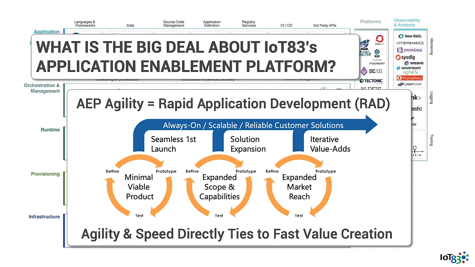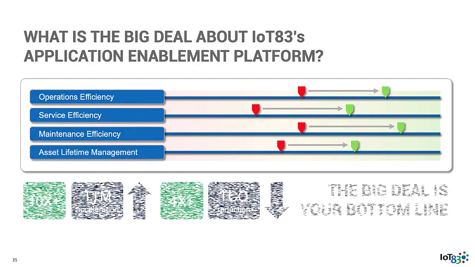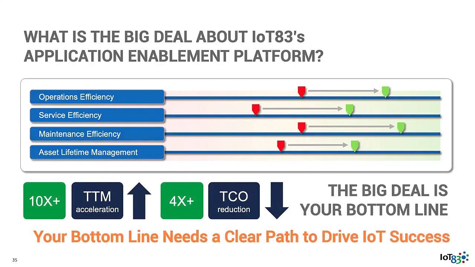And AEP Agility means rapid application enablement. This means a streamlined path from MVP to first applications to expanded market reach. Agility and speed ties directly to new value creation for your business. The big deal is your bottom line. Up to 10 times market acceleration and 4 times improvement in the total cost of ownership, and a streamlined path to success.